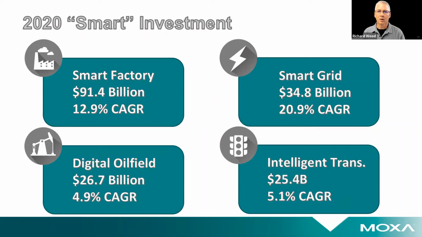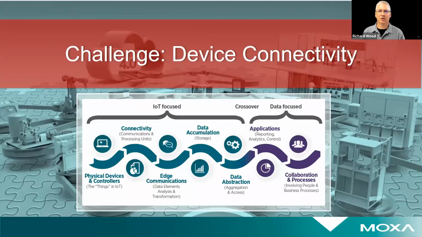The one thing that all these smart initiatives have in common, though, is that they seek to collect and utilize data from the physical devices and controllers to better drive efficiencies, improve uptime, and drive new business models. So one of the first challenges that people experience is getting the physical devices and controllers connected to the network so they can deliver the raw data to the business systems that create the business value. So this challenge is the bulk of what we're going to discuss today.